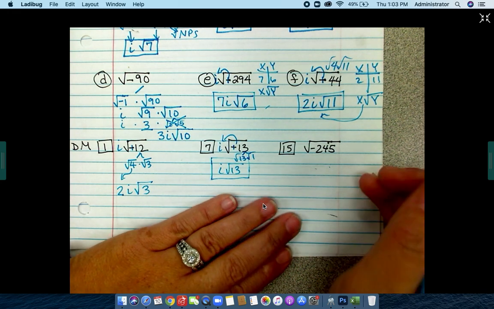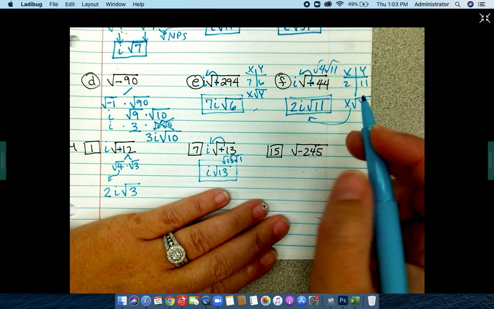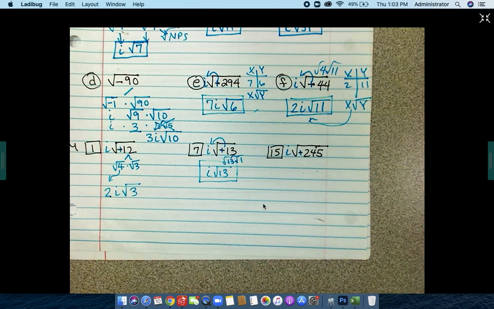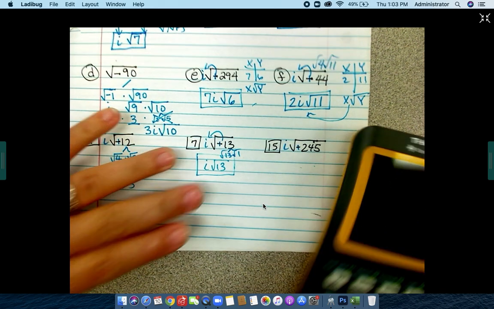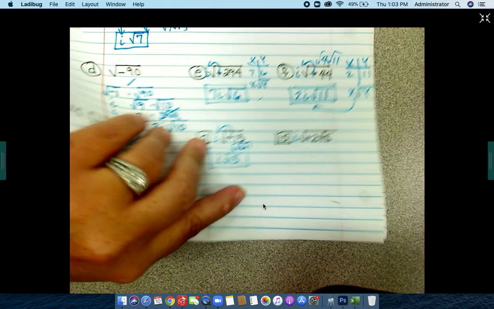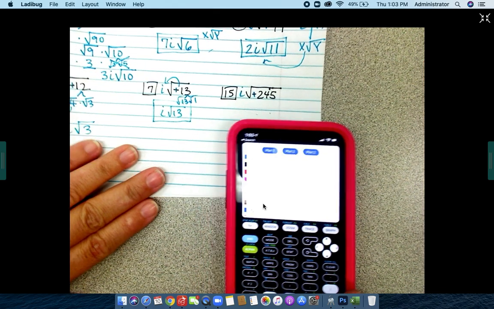All right, next for number 15, and we'll go back and type these in a minute, but for 15, again, I'm just going to put my i out front. And because 245 is a larger number, and I can't really find a lot of factors other than, well, it ends in 5. So what might I go with? I'm just going to use my calculator for this one.